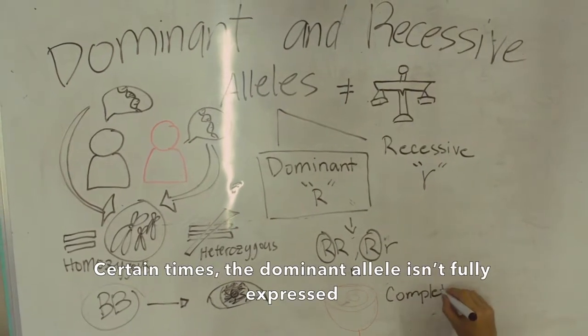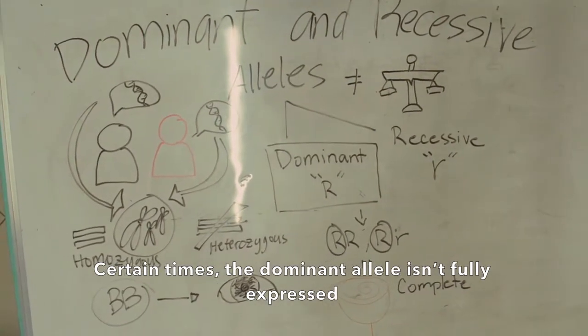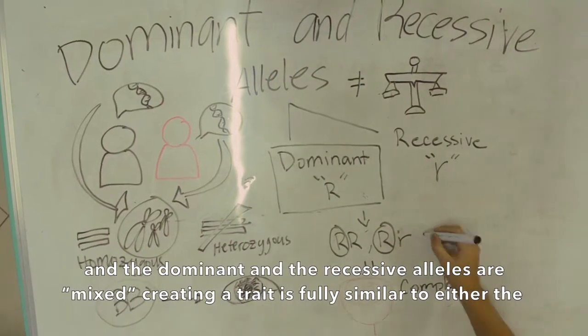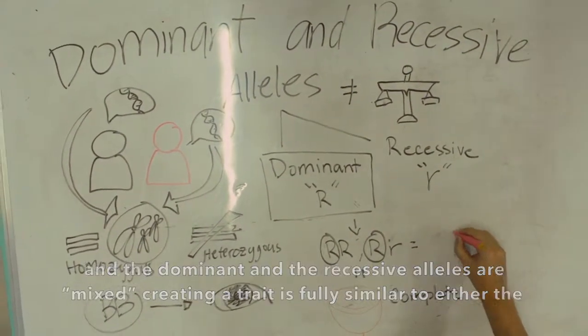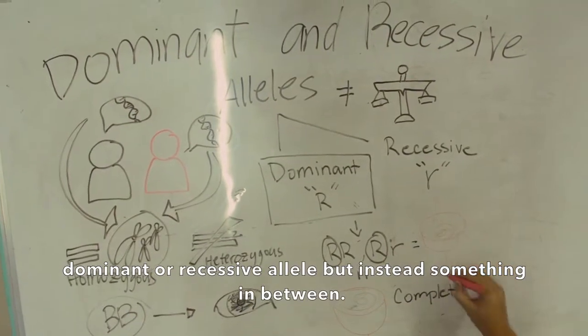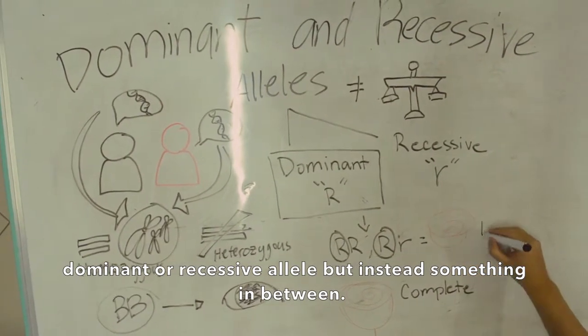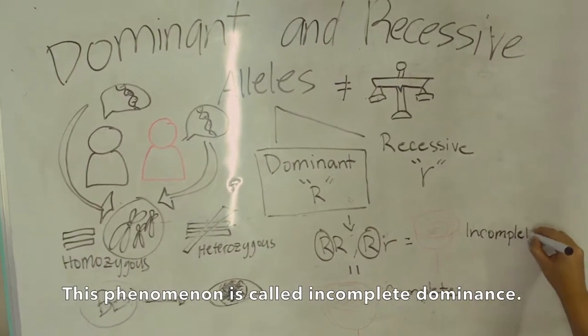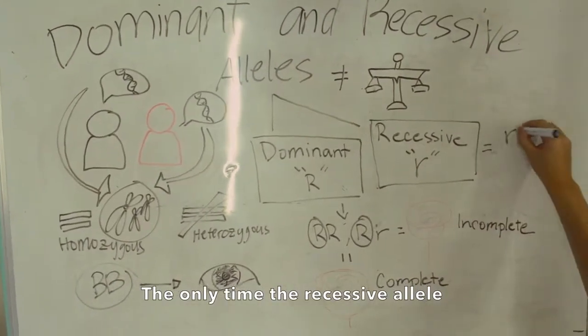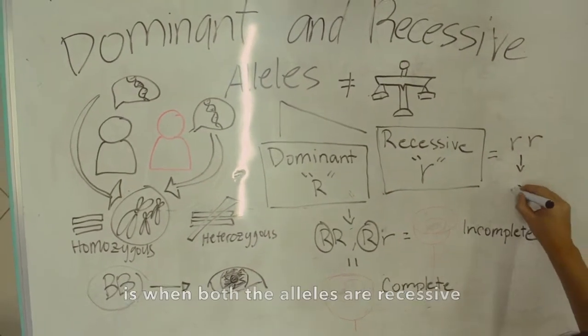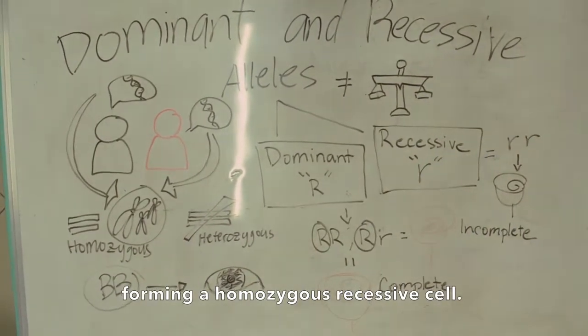Certain times, the dominant allele isn't fully expressed and the dominant and the recessive alleles are mixed, creating a trait that is not fully similar to either the dominant or recessive allele, but instead something in between. This phenomenon is called incomplete dominance. The only time the recessive allele is expressed is when both the alleles are recessive, forming a homozygous recessive cell.